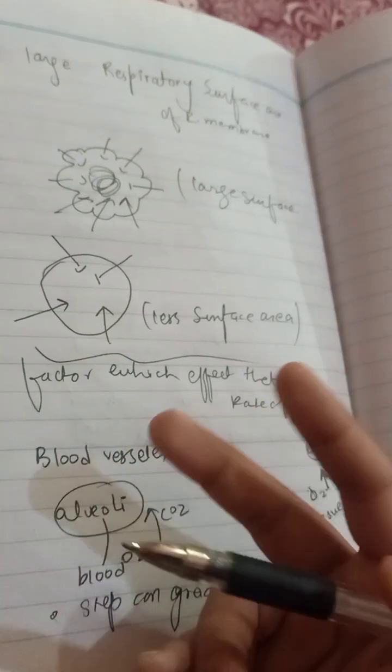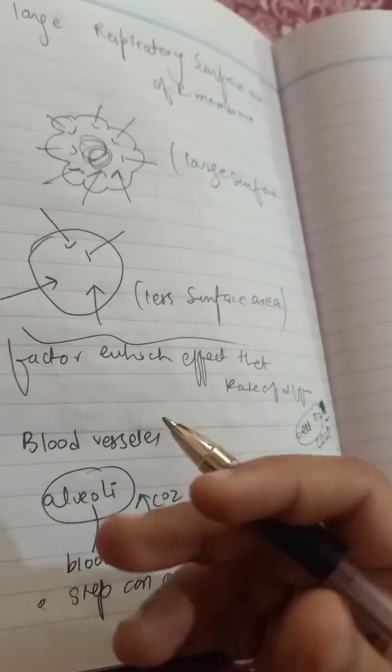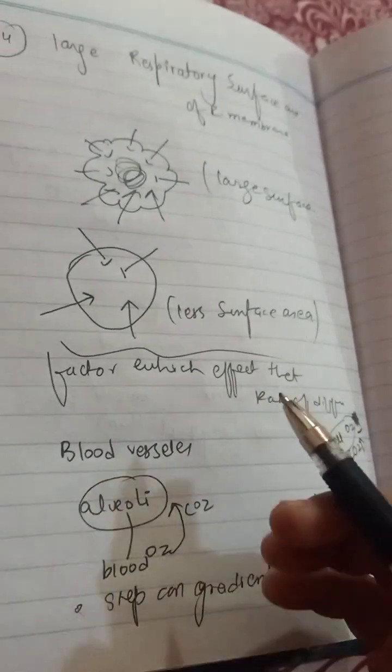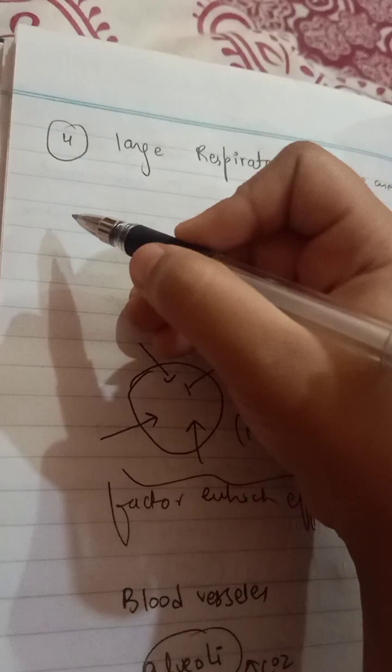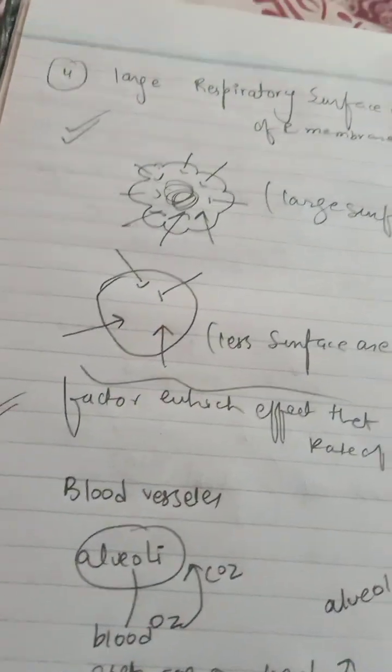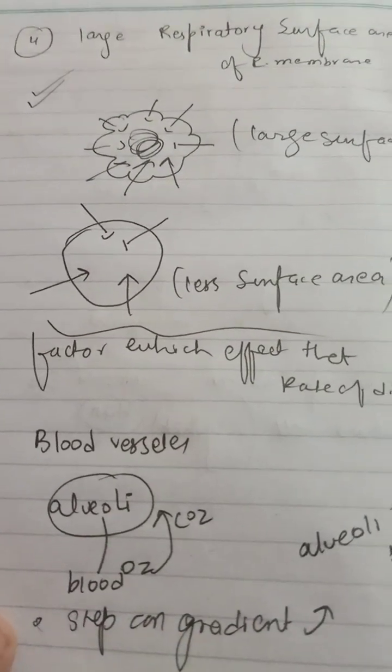Okay, next is the respiratory pigment, which is hemoglobin, which contains iron. So that we are going to discuss in the next video. So this was the remaining feature, and this was the factors. We have just discussed the one factor.